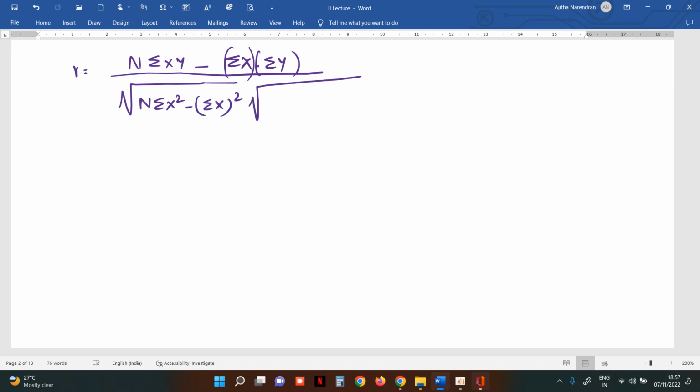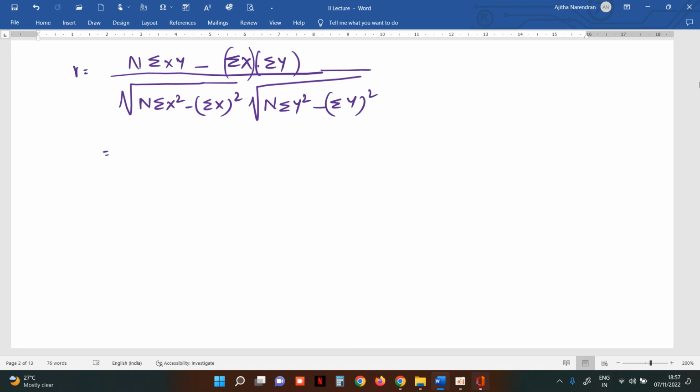You see the same formula is applicable everywhere. The thing is you need to remember this formula. n summation of x square minus summation of x whole square. Okay, here you can write down n summation of y square minus summation of y whole square.